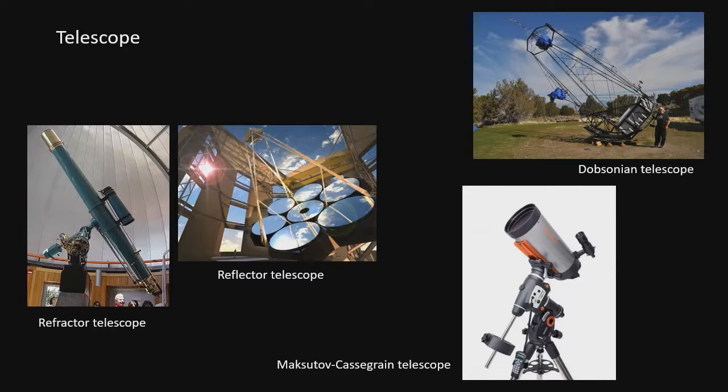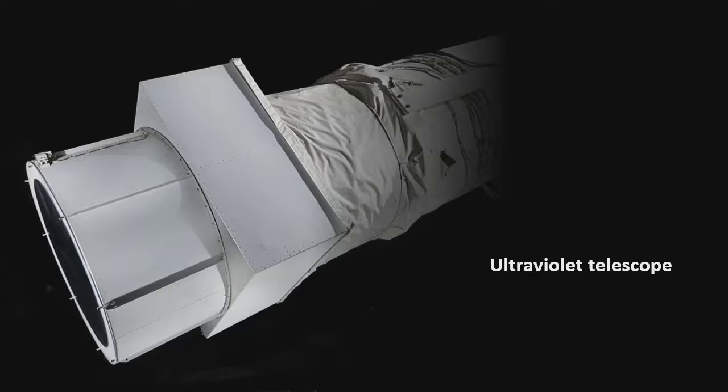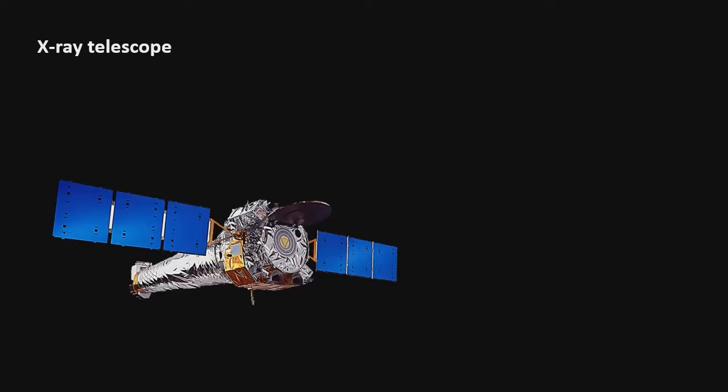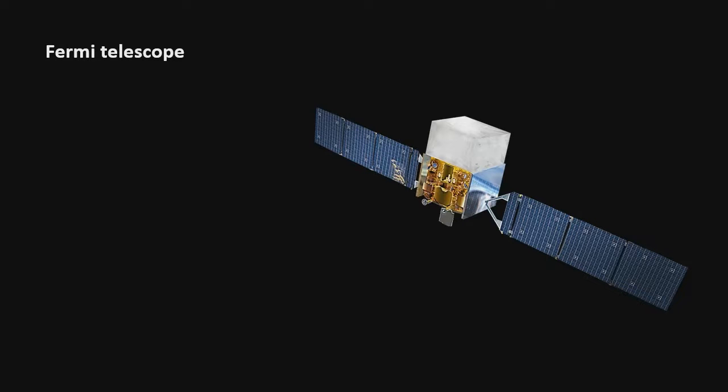A device with primary mirrors coated with special materials are used to detect an ultraviolet radiation that are used in space. This is what we call an ultraviolet telescope. X-rays are detected from outside the Earth's atmosphere using an X-ray telescope. Gamma rays are detected by a detector installed in a satellite orbiting our space, and this is called the Fermi telescope.